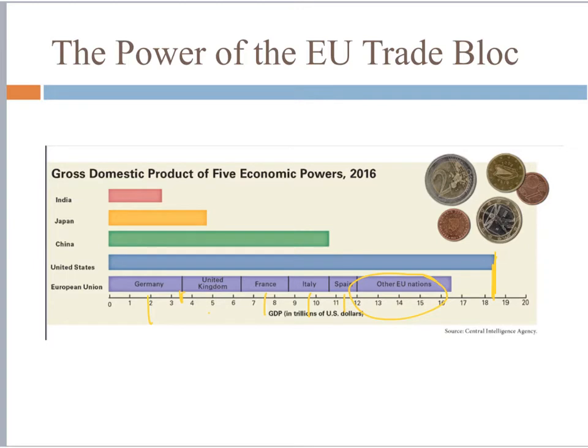There's no way that Germany could economically compete with the United States. But when all of these countries work together, they're stronger than China, Japan, and India. And they're relatively close to where the United States is at. This allows the EU to have more economic power in the world and to drive more of what they want to happen in the market.